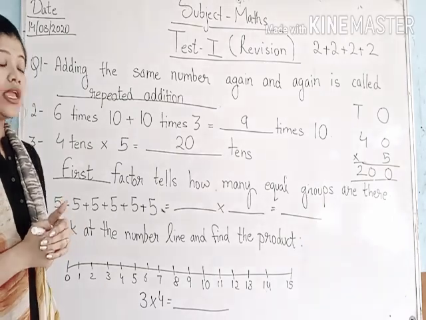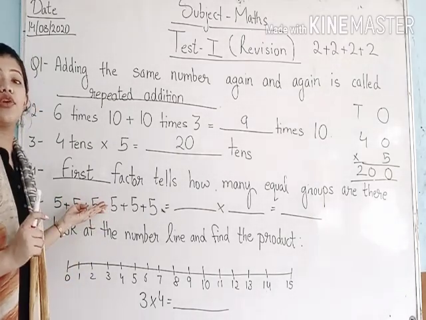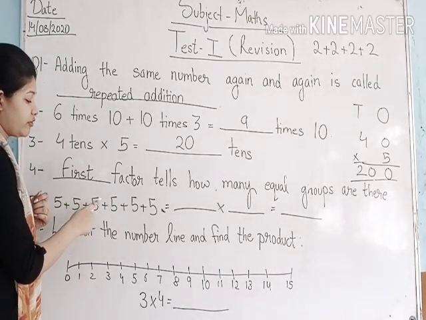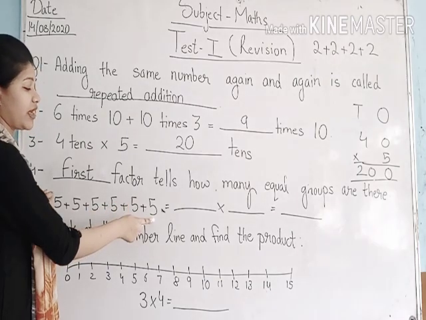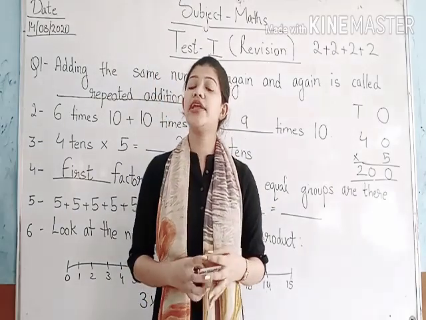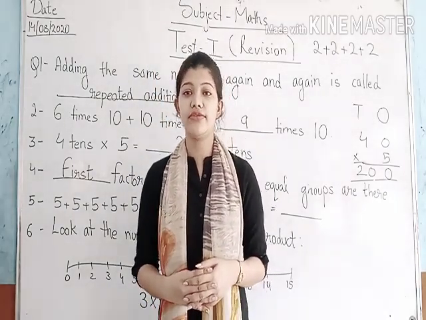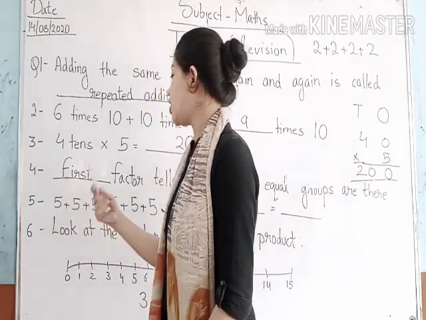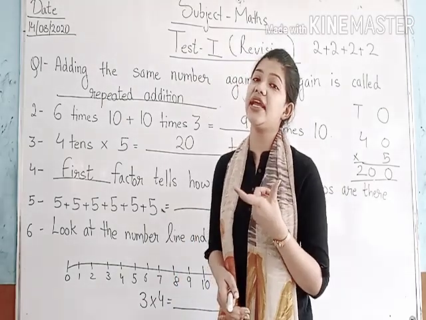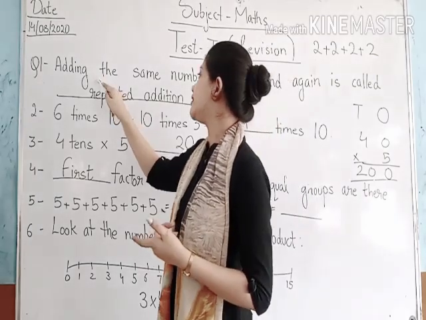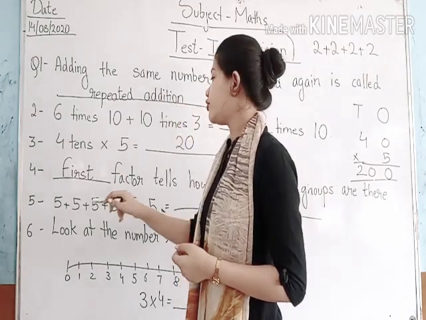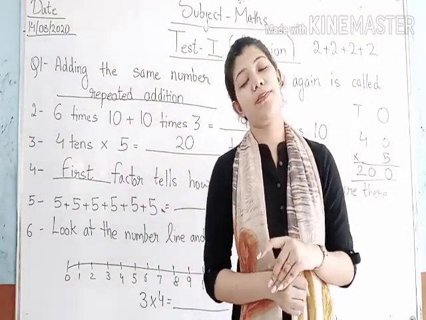Clear? Okay. Now let's come to our next question, question number 5. See, 5 plus 5 plus 5 plus 5 plus 5 plus 5. What are we doing here? We are doing repeated addition of number 5. We are adding number 5 again and again, which is known as repeated addition, as we have seen that adding the same number again and again is called repeated addition.